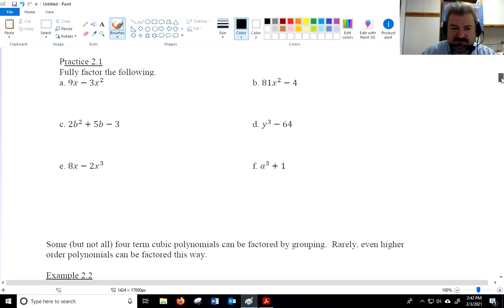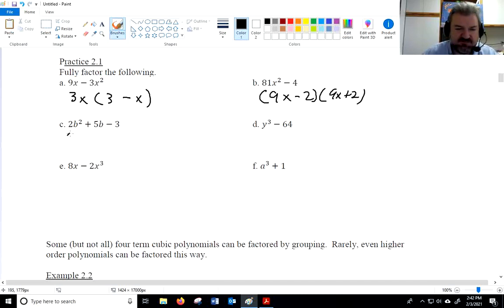All right, I'd like you to please pause the video and try these. All right, let's see how you did. On the first one, you should have factored out a GCF of 3x, leaving you 3x times 3 minus x. On the next one, this is a difference of two squares. Square root of 81 is 9, so it's 9x; square root of 4 is 2. 9x minus 2, and 9x plus 2.